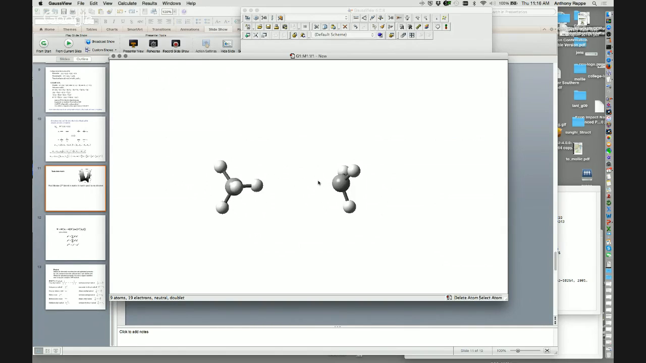It occurs readily in the gas phase. And what we want to look at is, okay, what is the transition state for that? What does that look like?